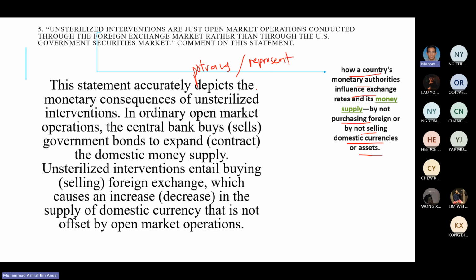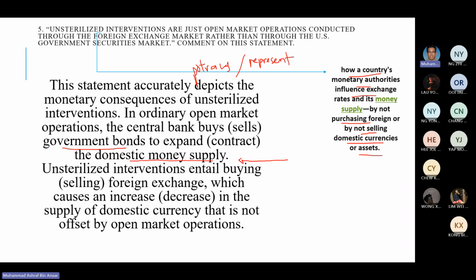Okay, the monetary consequences of unsterilized intervention. In OMO, open market operations, the central bank buys government bonds to expand the domestic money supply. When the bank buys the government bond, it means the government has a lot of money for projects. So Bank Negara can control the domestic money supply.